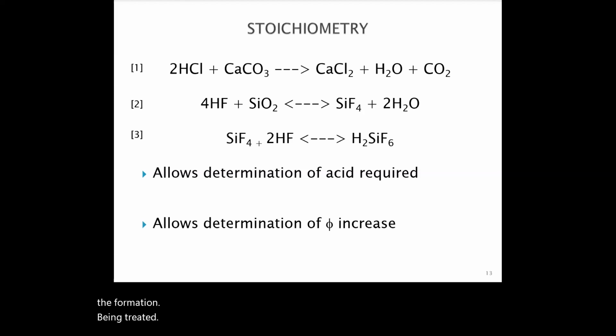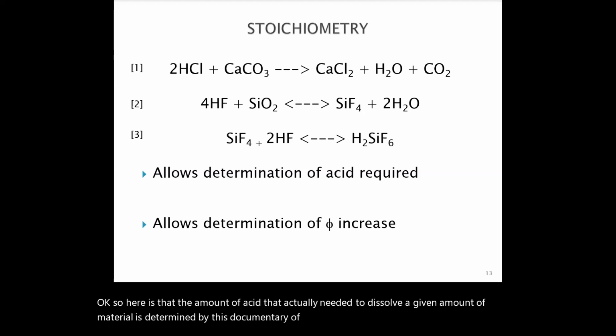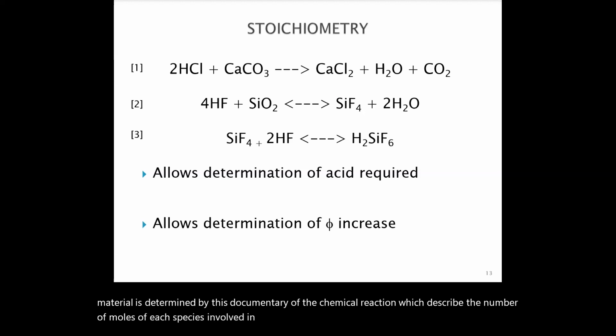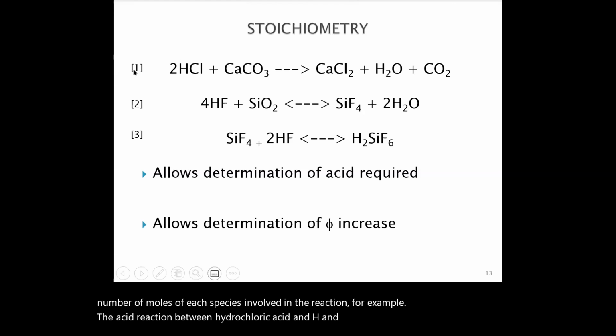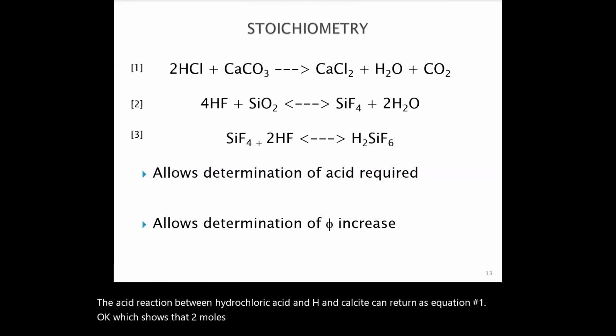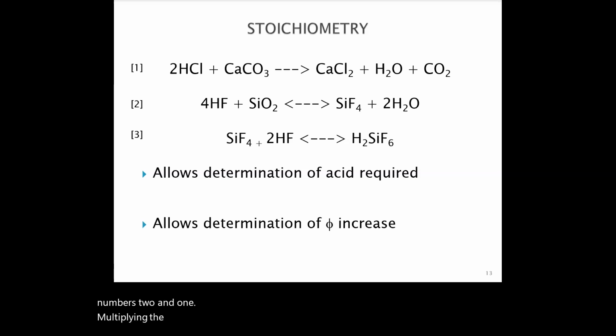Here, the amount of acid needed to dissolve a given amount of material is determined by the stoichiometry of the chemical reaction, which describes the number of moles of each species involved in the reaction. For example, the acid reaction between hydrochloric acid and calcite can be written as equation number 1, which shows that 2 moles of HCl are required to dissolve 1 mole of calcite. So the numbers 2 and 1 multiplying the species HCl and calcite are the stoichiometric coefficients.